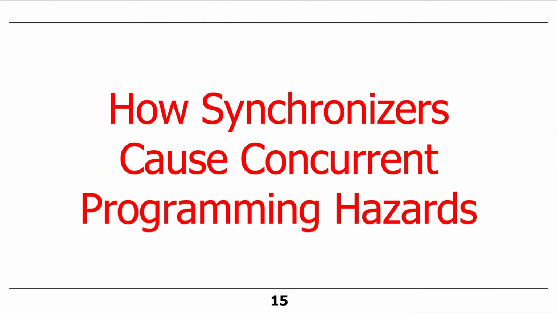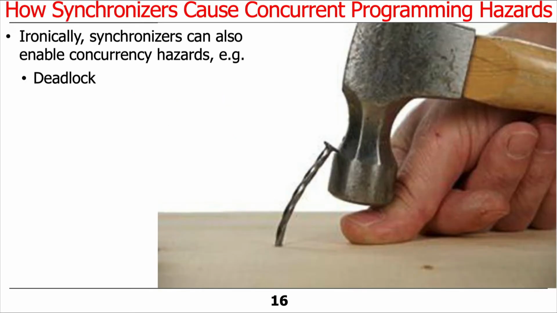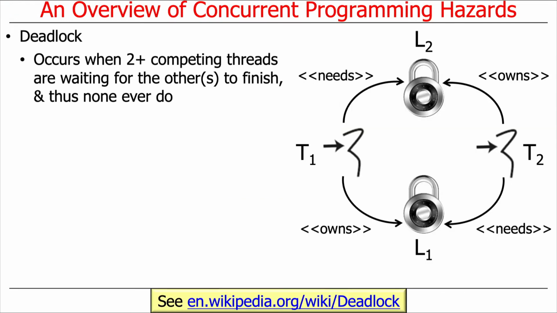The last piece of the puzzle for this discussion is how synchronizers themselves can cause concurrent programming hazards, which seems a little bit wacky, but it's true. So you might think you're protecting yourself from memory inconsistencies or race conditions by using synchronizers, which is good. But if you're not careful, you can actually enable other concurrency hazards, in particular deadlock. So what is deadlock? Deadlock occurs when two or more competing threads are waiting for the other threads to finish, and thus none ever do.